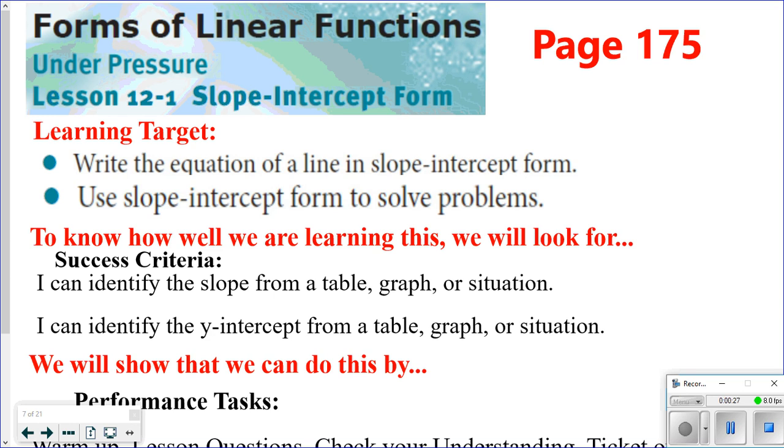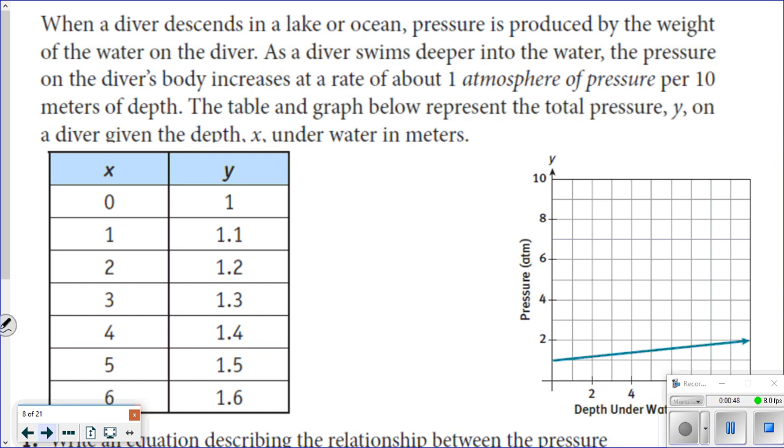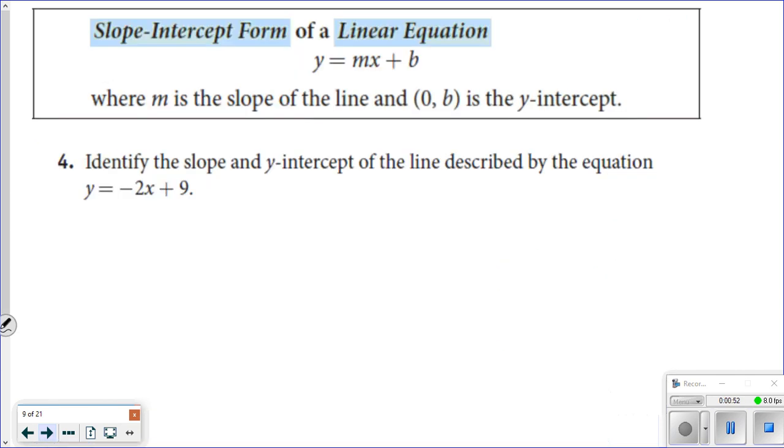So lesson 12.1 is called Slope-Intercept Form, and you might remember this a little bit from middle school. We are going to write the equation of a line in slope-intercept form, and then we're going to use slope-intercept form in order to solve problems. So I am going to skip to where you see this box, partway down the page.